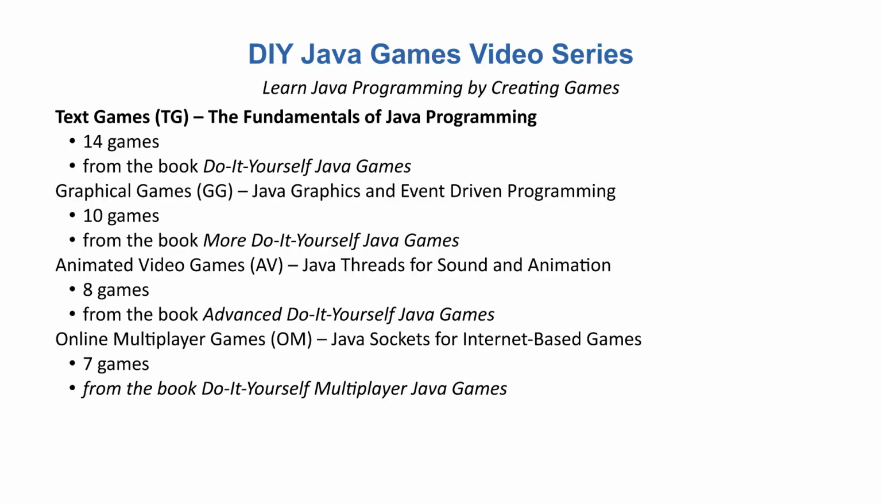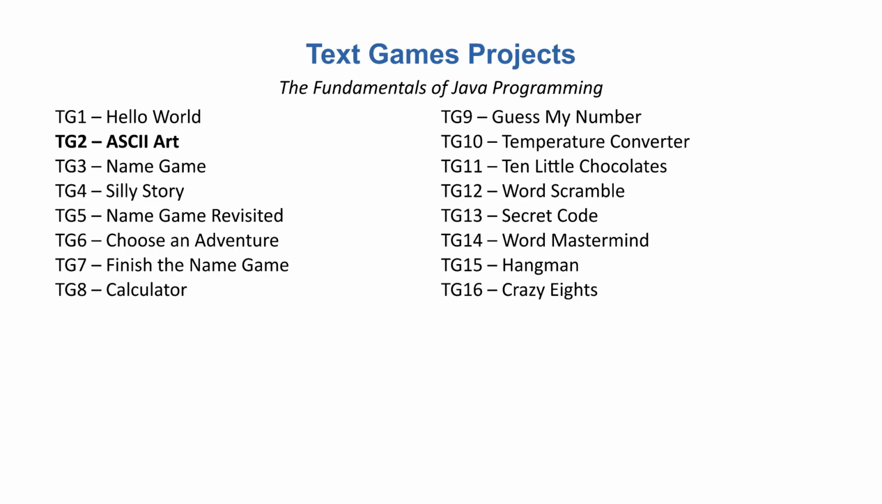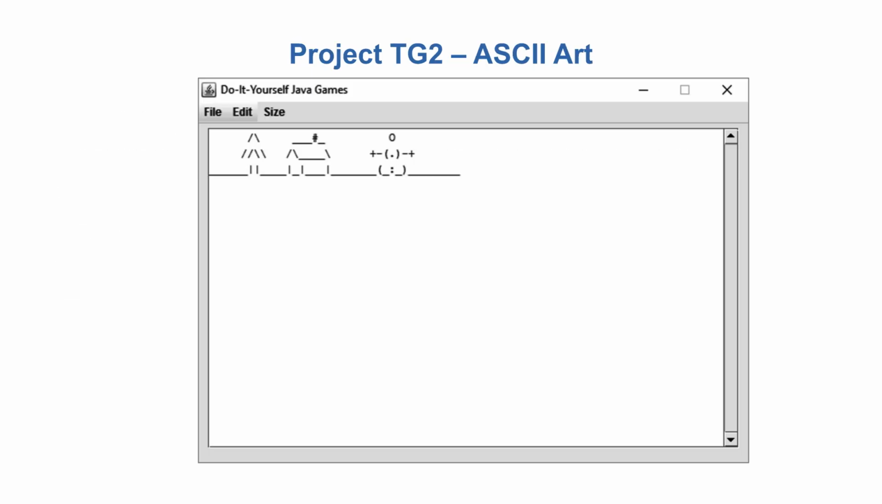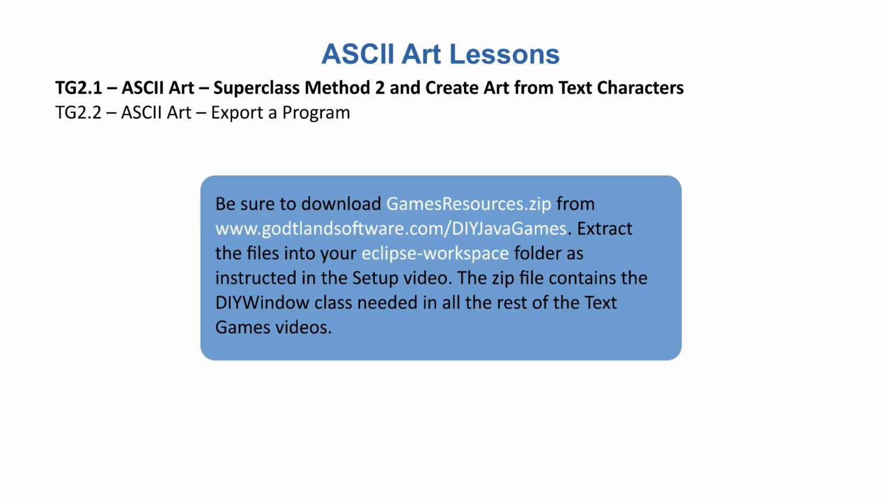We're currently in the Text Games video series, TG, the first of 4 types of games series. The focus of this series is to cover the fundamentals of Java programming. This series has 16 projects. We're now starting the second project, TG2 ASCII Art. In this project, you'll learn to produce some text drawings and how to share any of your finished programs with others if you so choose.